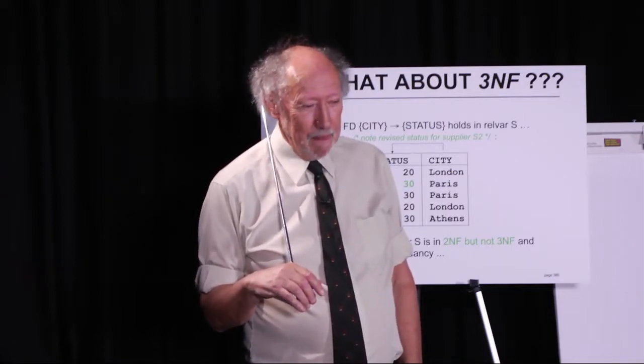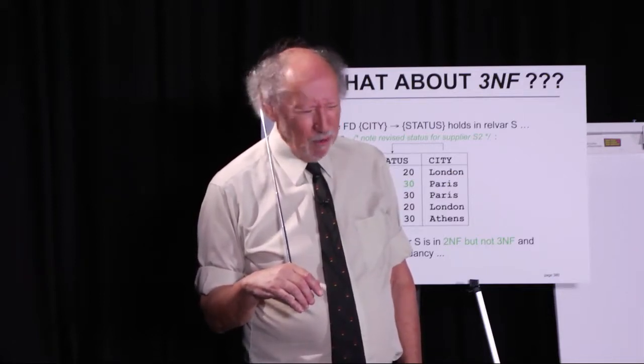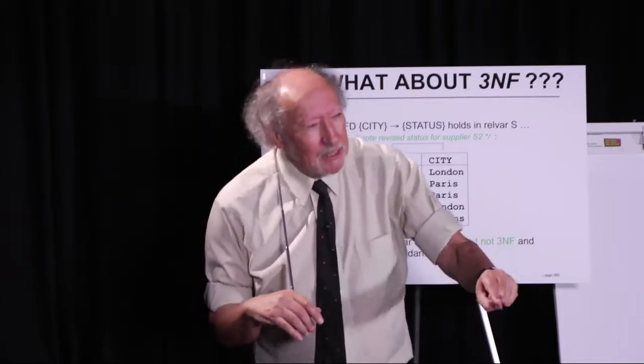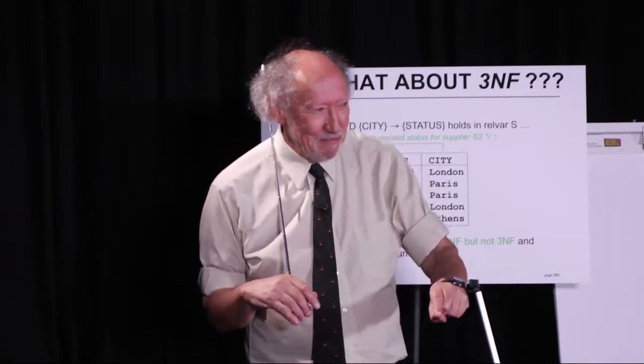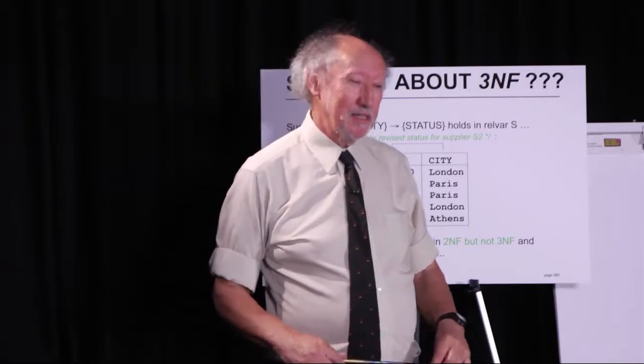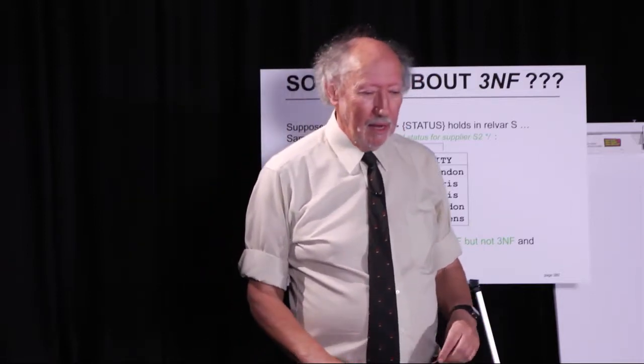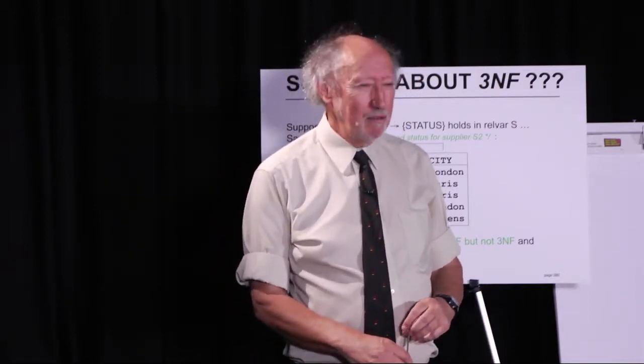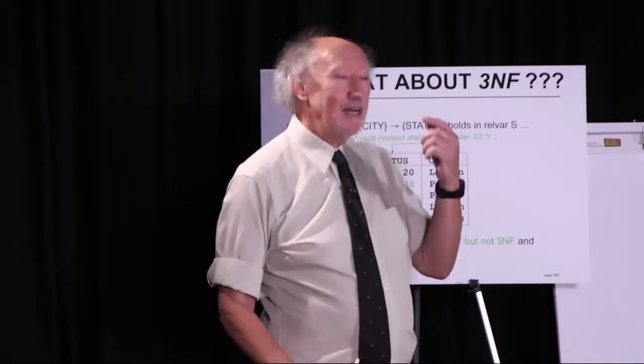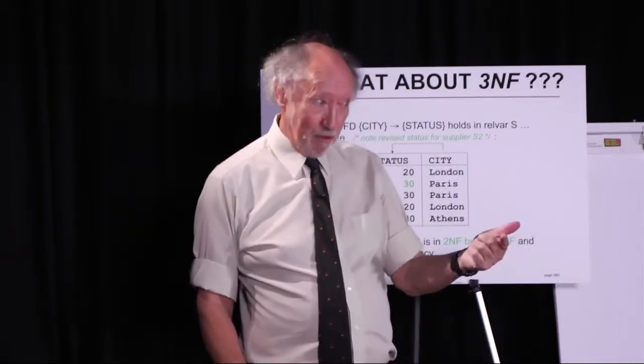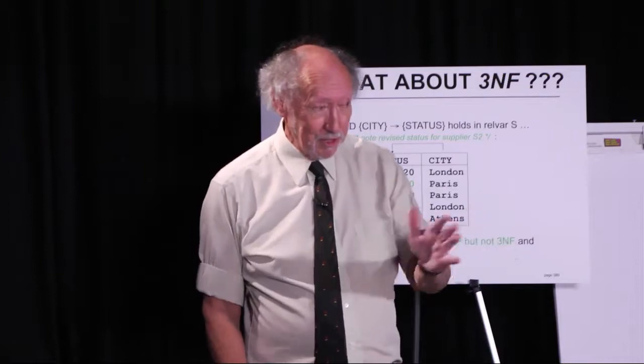But Ted said, no. This is what I meant when I defined third normal form. So Ted always called this third normal form. And everyone else in the world said, no, we can't have two different things both called third normal form. So everybody else called it Boyce-Codd normal form.